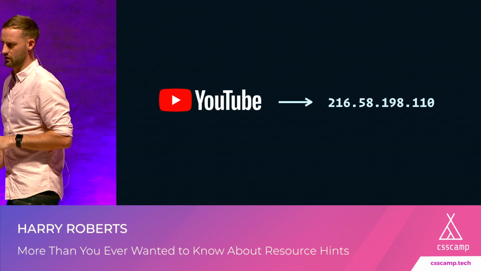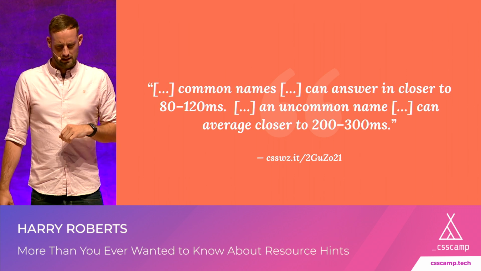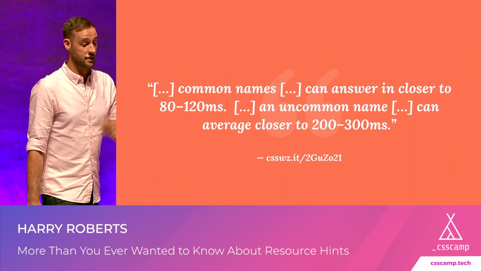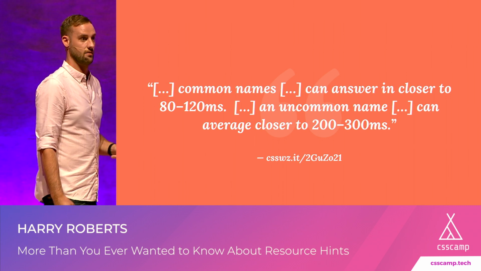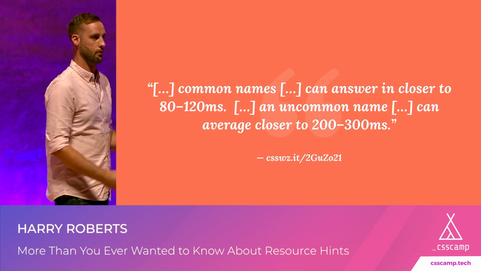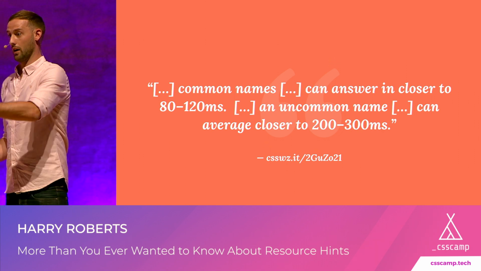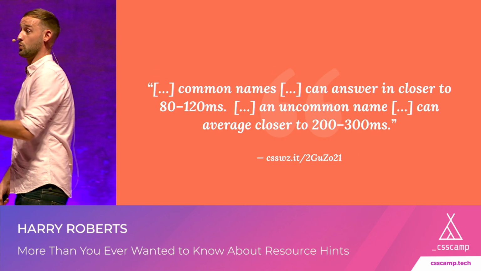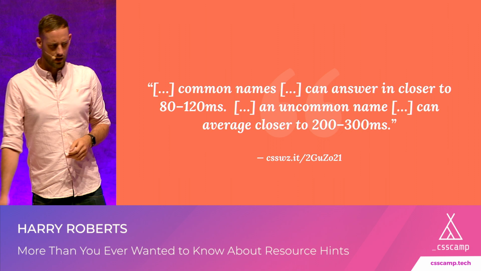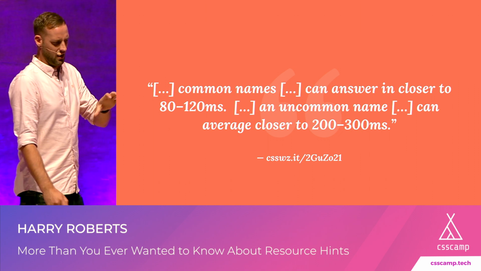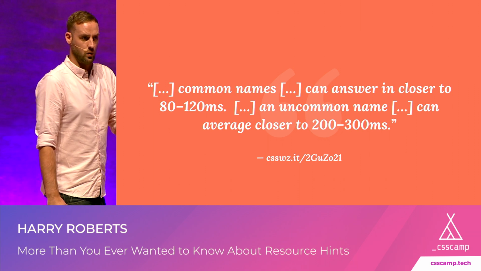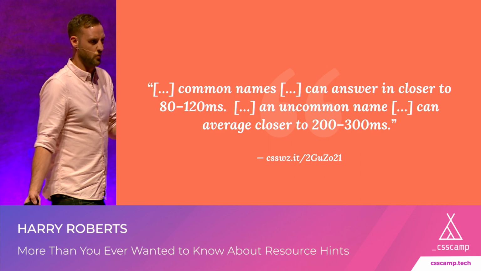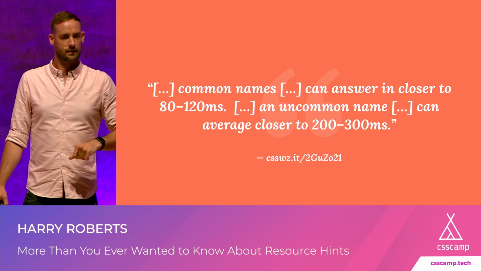In my research, I found some interesting statistics. Common names can answer in closer to 80 to 120 milliseconds, so that's domains that you visit very frequently. Think GitHub, Trello, Facebook. Less common names can be closer to 200 to 300 milliseconds. And what's interesting here is these numbers do actually sound quite small. 200 to 300 milliseconds, you're not going to lose much sleep over that.